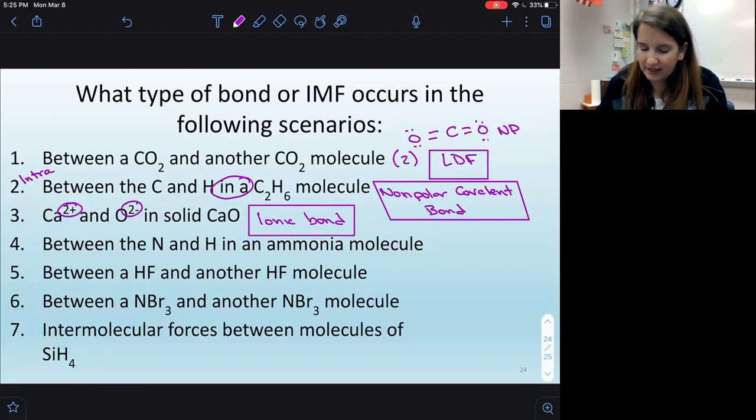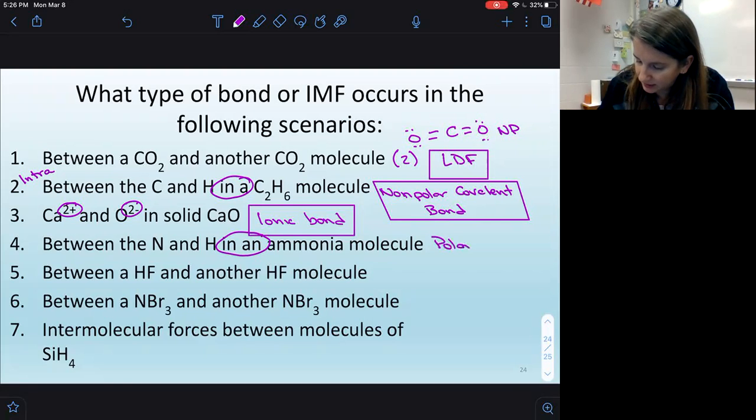Next, between the N and the H in an ammonia molecule. This is key right here, in an ammonia molecule. Don't fixate on the N and the H and think, oh my gosh, I'm talking about hydrogen bonding. It would be talking about hydrogen bonding if it was between two ammonia molecules, but this is talking about just the one ammonia molecule. That's why this is a polar covalent bond.